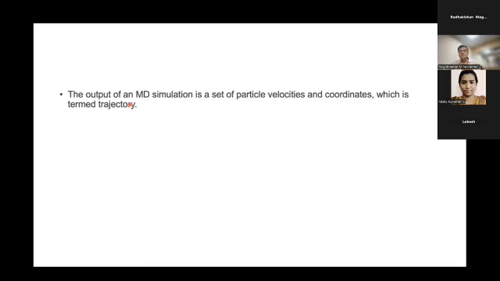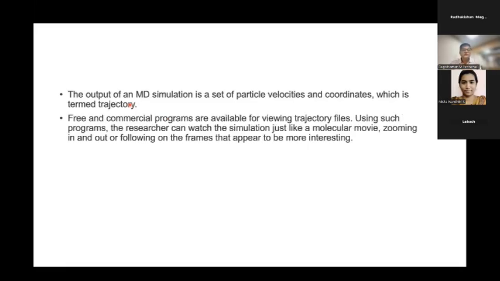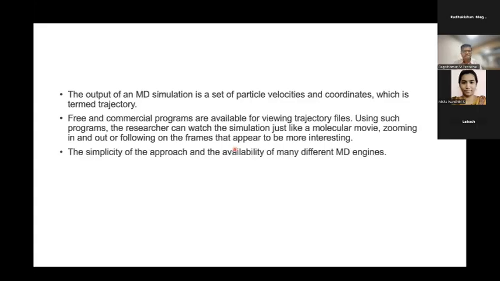When you combine more snapshots, you remember the flip book, you can flip it. If you take many photographs, you stack one above the other, and then you flip the book, you get an animation. That's what you call a trajectory. There are a lot of programs available to view the trajectory. You can watch the simulation just like a movie. You can zoom in, zoom out, you can skip some frames, or you can see all the frames.